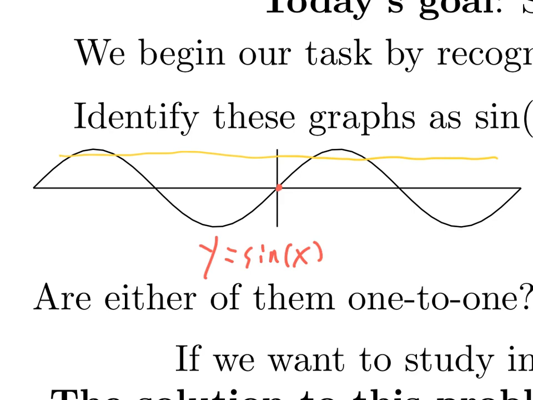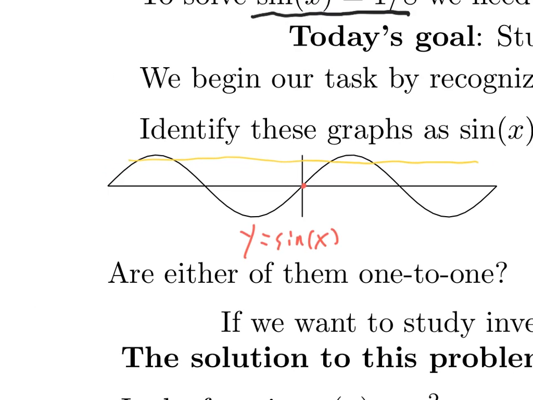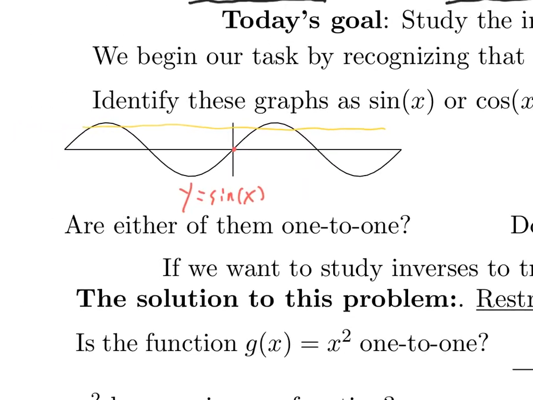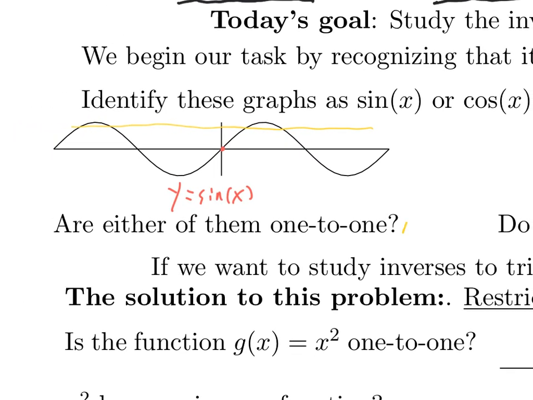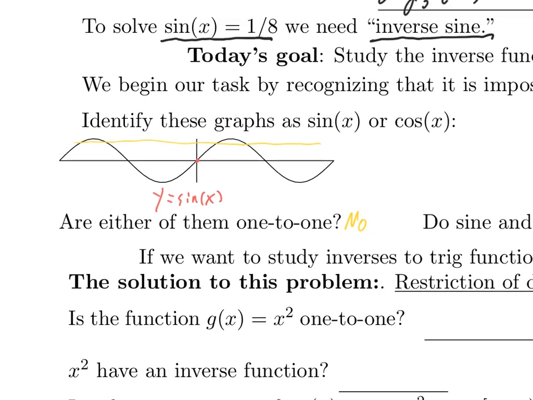How many times does that yellow line cross this graph? Well, I can visually see 4 of them. And you can imagine that if you continued the graph on forever in the x direction, you would see infinitely many points of crossing. But remember, what does it mean to be one-to-one graphically? It means that every horizontal line crosses the graph of the function at most once. Well, infinity is definitely more than 1, so sine of x is not one-to-one.